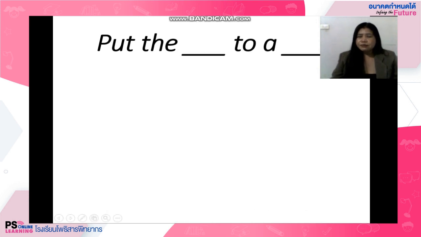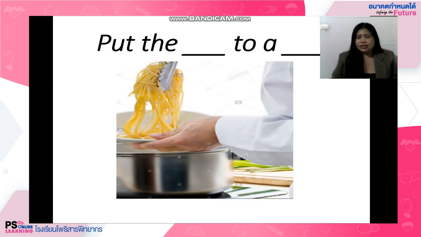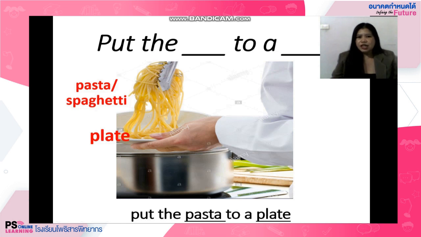Okay, and then the other one is of course put. Put the ___ to a ___. Okay, what is that? Look at the photo. We have this one. What is this? That is pasta, or you can say spaghetti, or you can say noodles. It's okay. Pasta, spaghetti, noodles, no problem. And this one is a plate. So what are you going to say? You say, put the pasta to a plate. Okay, put the pasta to a plate.